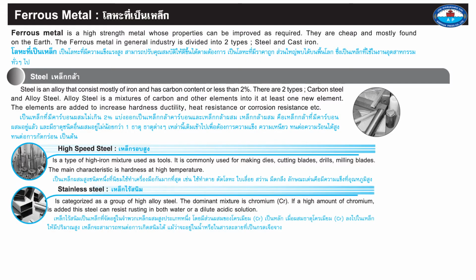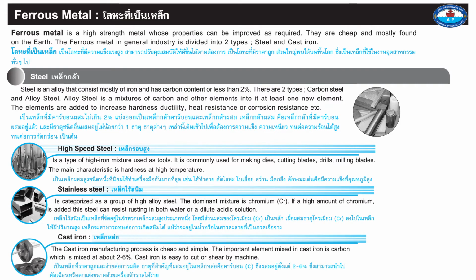Stainless steel is categorized as a group of high alloy steel. The dominant mixture is chromium. If a high amount of chromium is added, this steel can resist rusting in both water or a dilute acidic solution. Cast iron. The cast iron manufacturing process is cheap and simple.